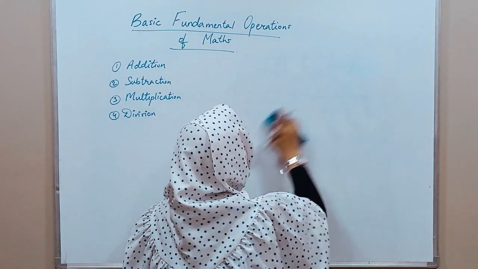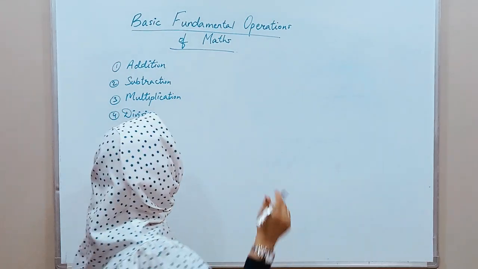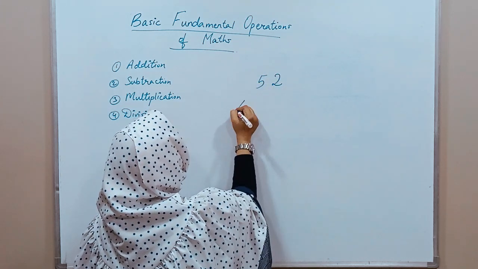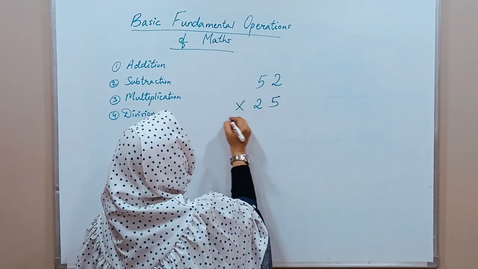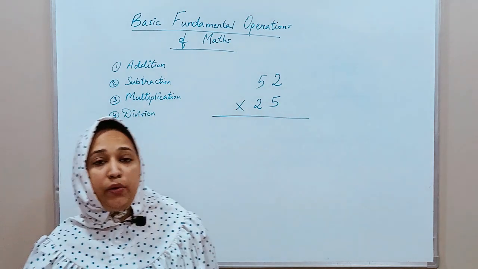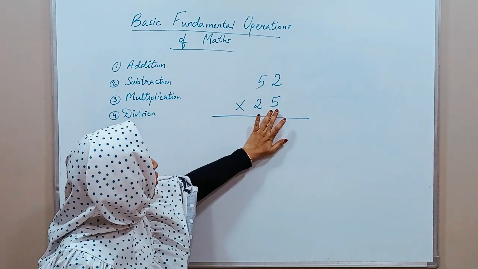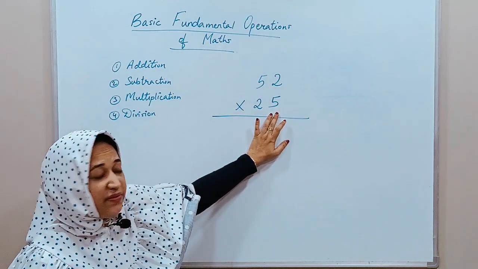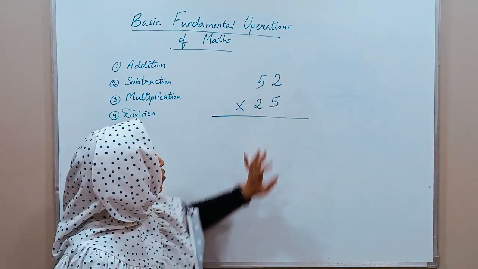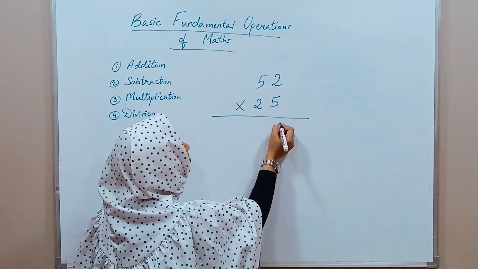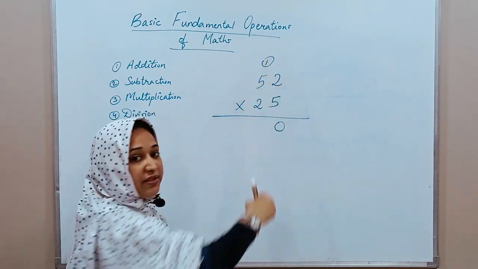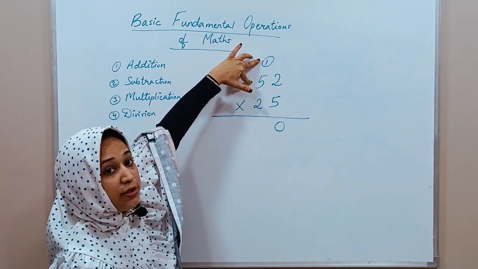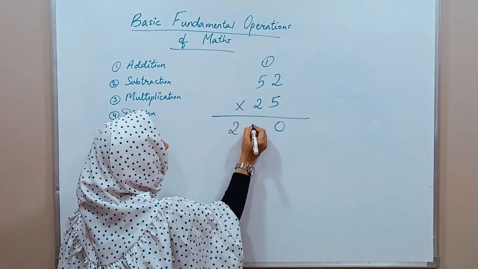Now suppose we have both the numbers 2 digit. Say we have 52 into 25. How do we calculate this? Starting with the first digit of the second number, that is the last digit of the second number, that is 5. 5 into 2 is 10. So 0, 1 here is a carry. Then 5 into 5 is 25 plus 1 makes it 26.